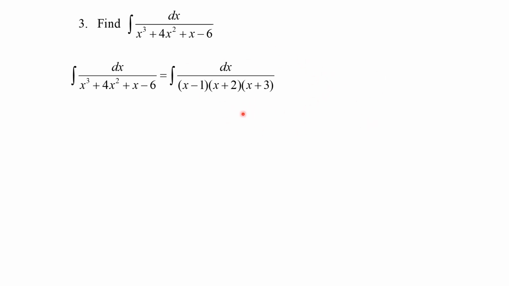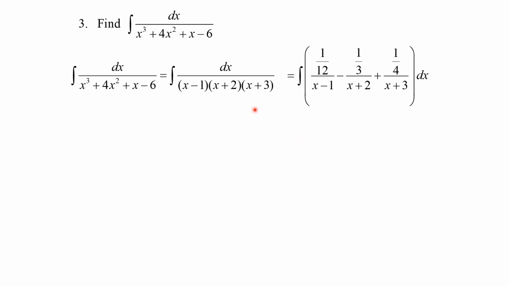So please work out the partial fractions. Once you work out the partial fractions, you will arrive at A as 1 over 12, B as -1 over 3, and C as 1 over 4. So once you get your A, B, C, you have successfully converted your single function into a partial fraction function.